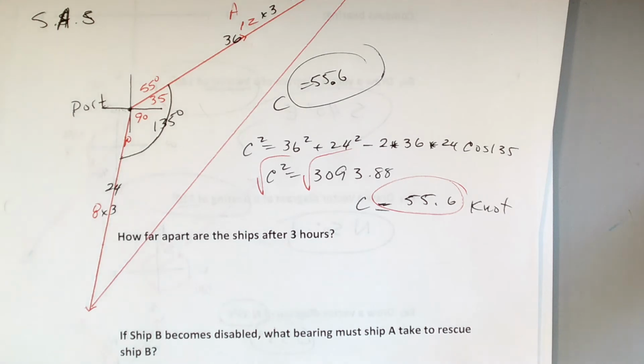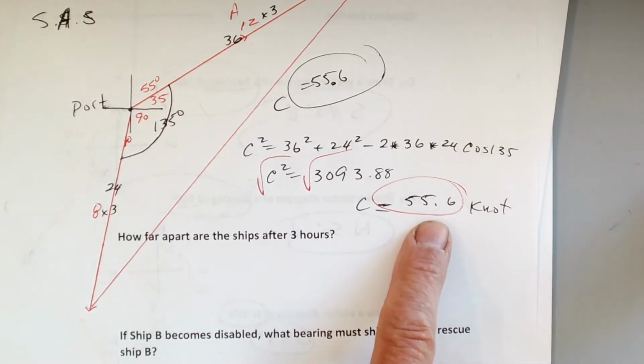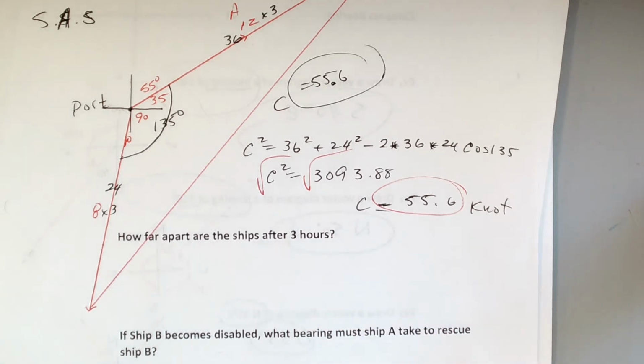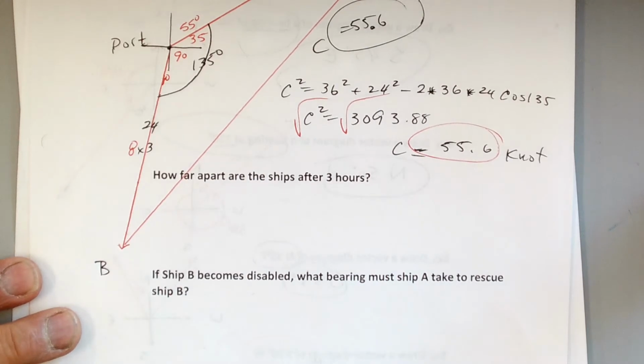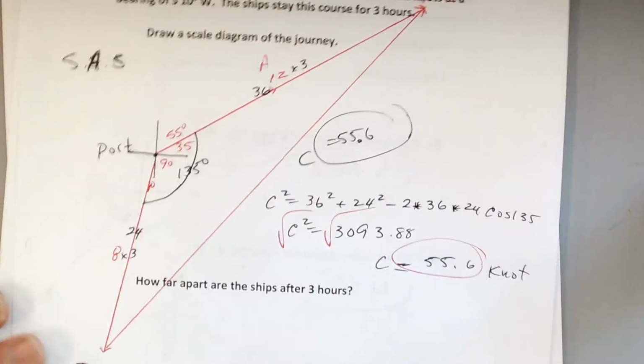And of course, in this case, it is a length. Sometimes it can also be a speed, like miles per hour, but instead it's nautical miles. Now, if ship B, so ship B is way down here, if it gets disabled, what bearing must ship A take to rescue ship B?